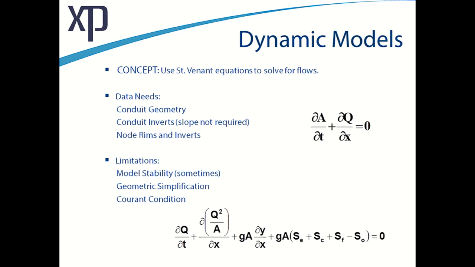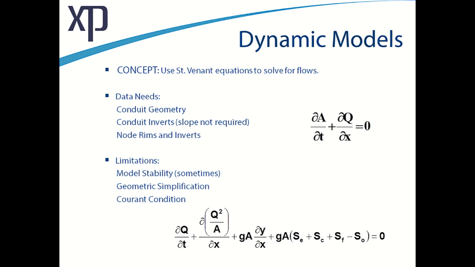What are the limitations of it? Well, before we do that, what are the data needs? Well, we need a little more information. We need conduit geometry. We don't use the slope. We actually use the inverts themselves. And we need node rims and inverts so we can calculate what's happening within the pipe.